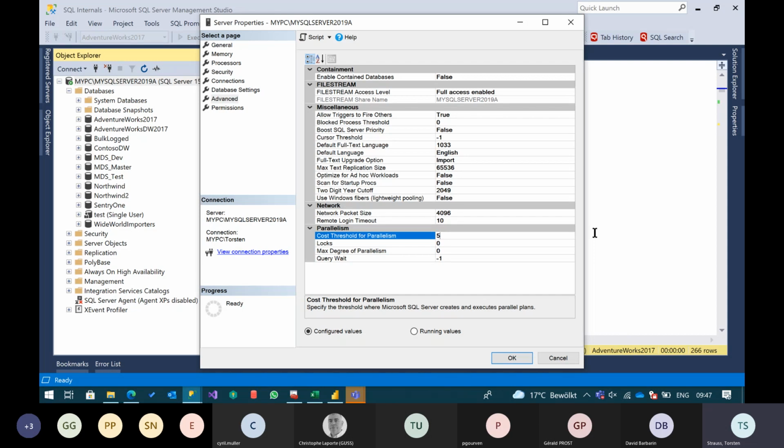But is 50 correct? Is 100 correct? No one really knows, because it depends on your workload. And therefore Microsoft decided to leave it as it is. So that means it is still 5. But definitely this is something you should configure, or rearrange, whenever you know the workload of your SQL Server. Okay, cool.